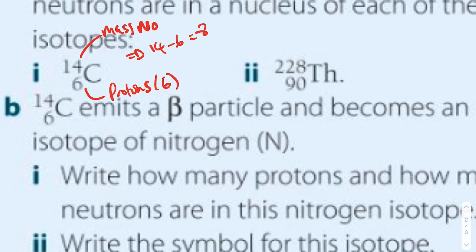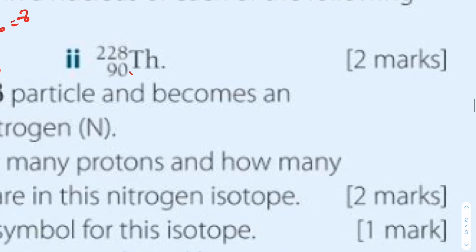8 neutrons. Let's look at thorium. Thorium, we have protons equals 90, and then 288 is the mass number, so 288 minus 90 will give us the number of neutrons. Alright, just getting my calculator out, as I'm lazy and don't want to do that in my head. 198, that's fine.